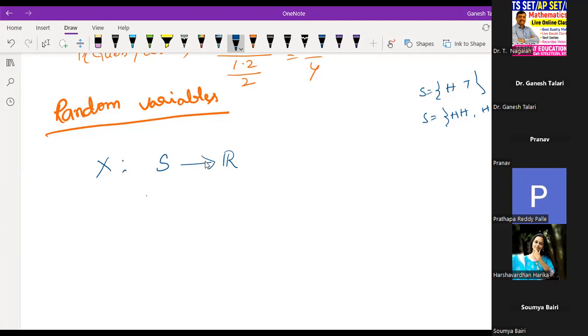How many outcomes are there? Die experiment: F1, F2, F3, F4, F5, F6. This is the sample space in a die experiment. These are the outcomes, 1, 2, 3, 4, 5, 6. Generally we draw the probabilities using the addition theorem, multiplication theorem, Bayes theorem and so on, from this.